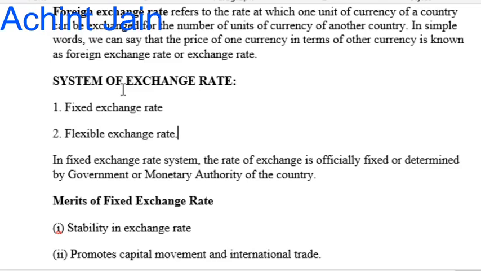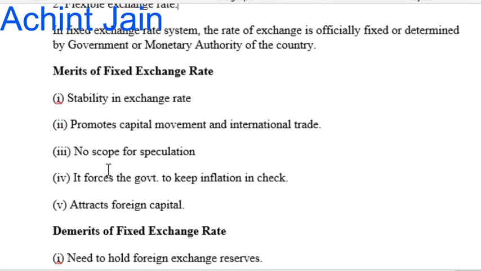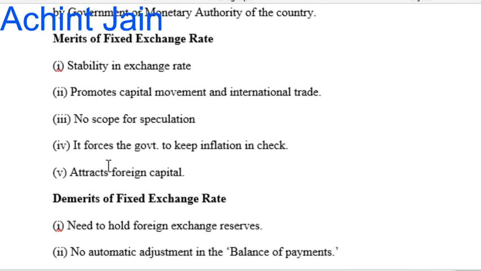There are various merits of the fixed exchange rate system. Let us discuss them. It ensures stability in exchange rate. Due to certainty, it promotes foreign trade. It promotes capital movements because it doesn't involve any uncertainties about exchange rate that may cause capital loss. It prevents capital outflow. It stops speculation in the foreign exchange market. It helps the government to check inflation.